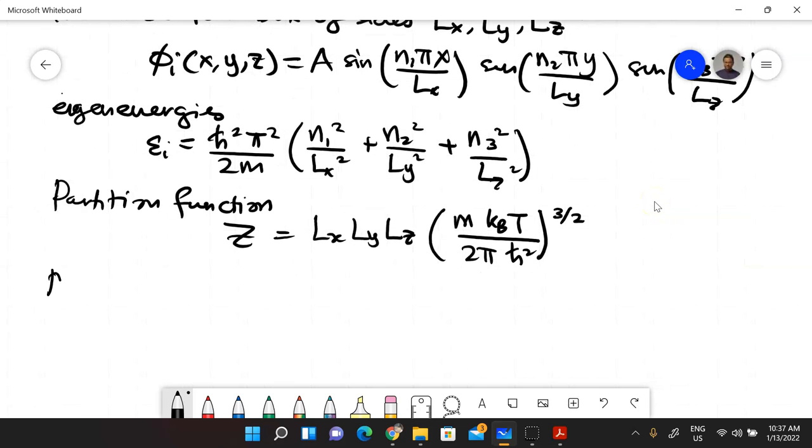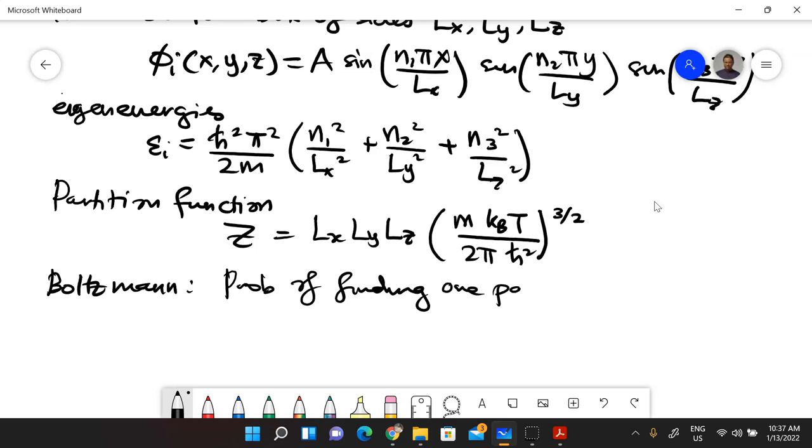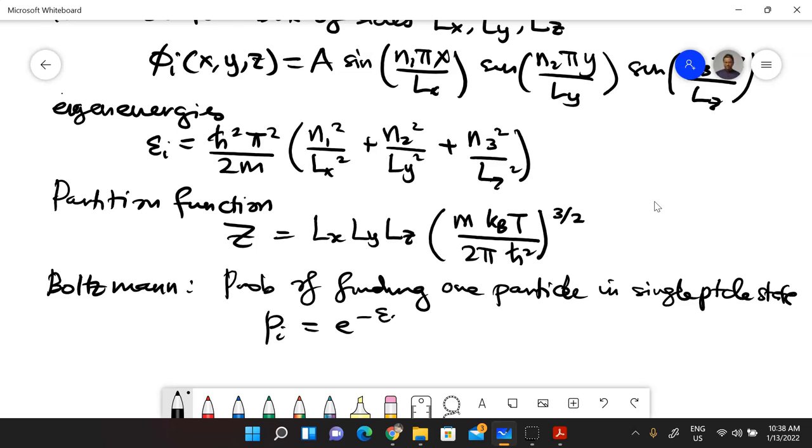So you have the probabilities. Probability of finding a particle in a single particle state is given by P_i equals e to the minus epsilon_i over k_B T, over your Z.